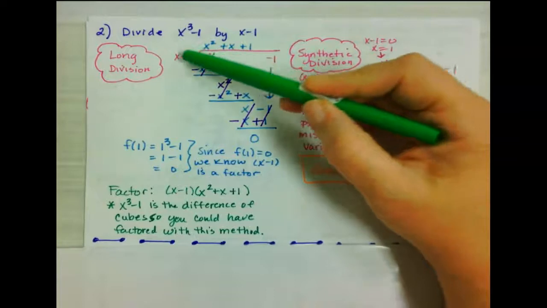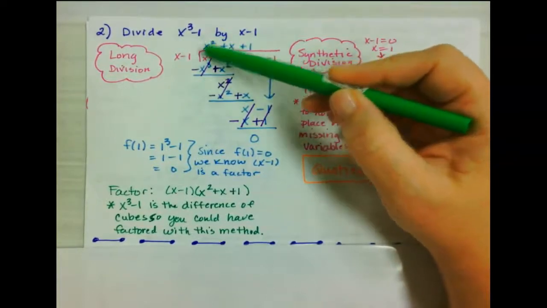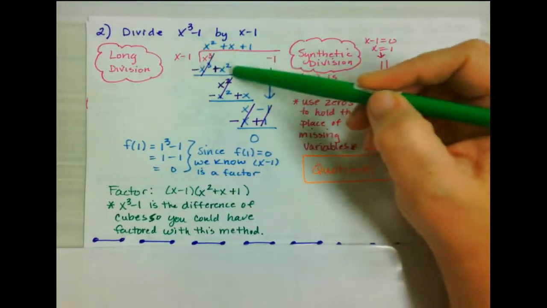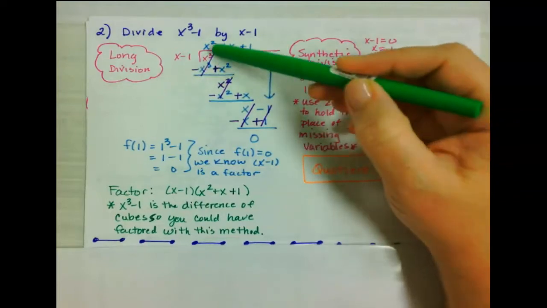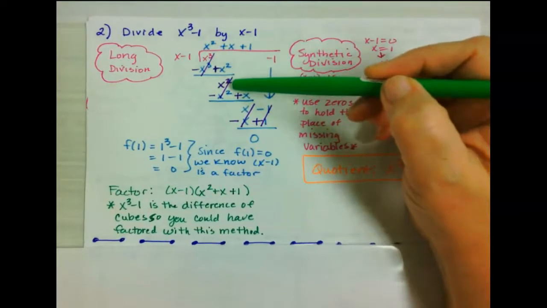All right, so what times x gives me x cubed? That would be x squared. And don't forget, you have to multiply by the whole binomial, so x squared times 1 is x squared. Then you're subtracting the whole line, so that's changing the signs, and our first term goes away like we wanted it to, and we're left with an x squared. And then we do it again.